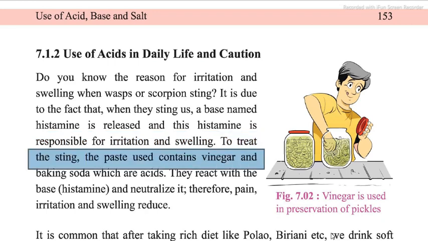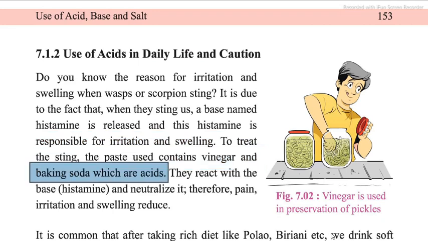To treat the sting, the paste used contains vinegar and baking soda, which are acids. Now we know what is vinegar or acetic acid. Vinegar, acetic acid. According to scientists, vinegar is made up of a mixture of 4 to 10% acetic acid in water. Its chemical formula is CH3COOH, and it is produced by converting sugar or ethanol to acetic acid through the fermentation process.